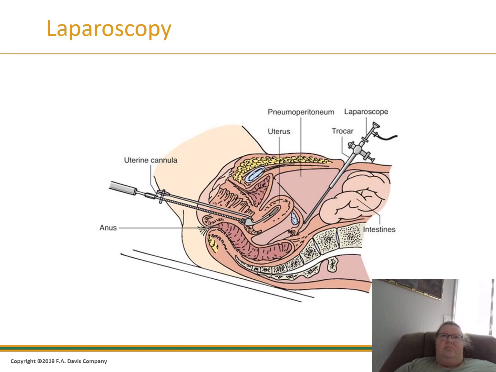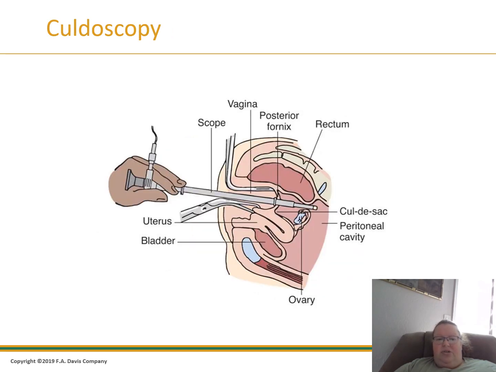Sometimes they utilize this to diagnose endometriosis, to get biopsies. They use laparoscopic procedures for sterilization. Now they can do it for hysterectomy. So it's kind of cool. They don't have to open you up to do these things anymore, and that decreases the chances for infection.